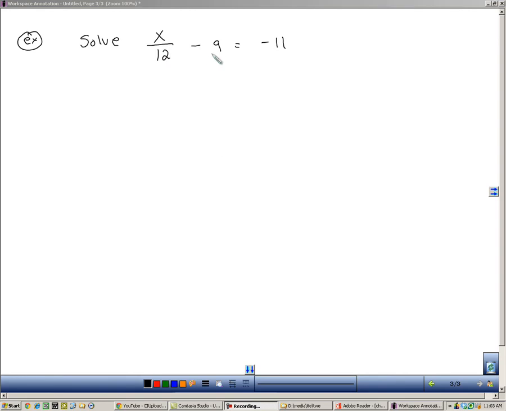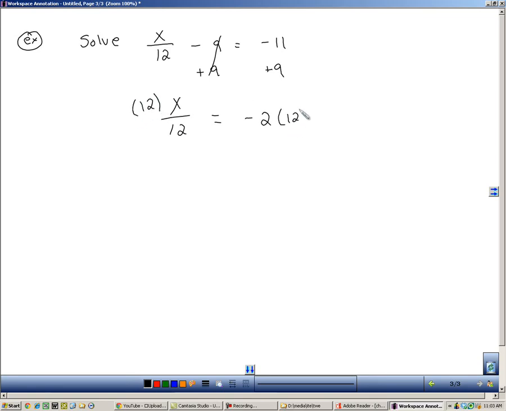I'm dividing by 12 and subtracting 9. PEMDAS in reverse says deal with the subtraction first by adding 9, doing the opposite. Got to do it to both sides. Next line is x over 12 equals negative 11 plus 9 is negative 2. Now dealing with the division of 12 by multiplying both sides by 12, doing the opposite operation. 12s will cancel. x equals negative 24.